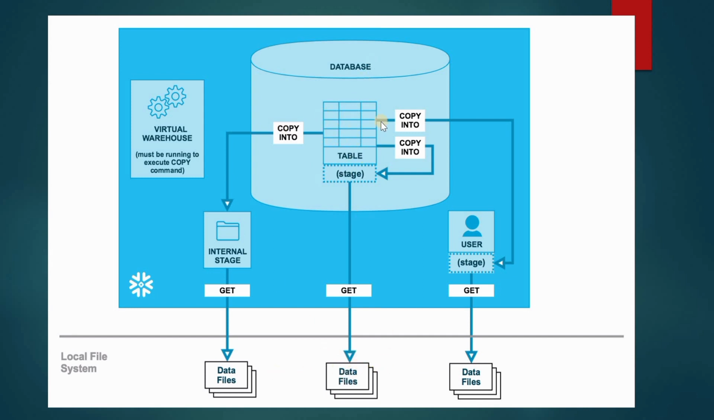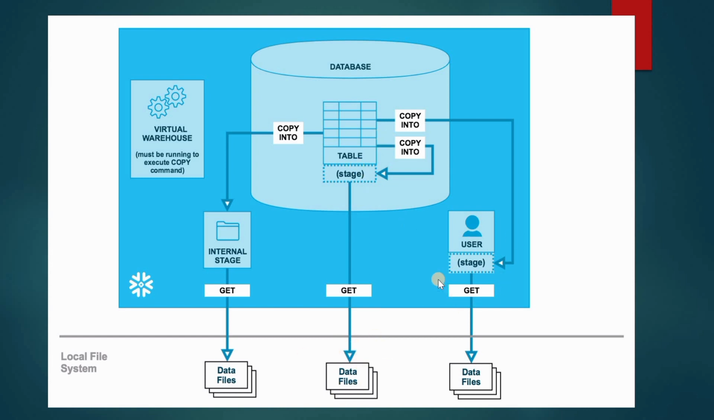Okay, this is the diagram for table stage. Suppose that this is a file and I want this file in my table. First of all, we have to upload this file into the table stage, and after that we will load this table stage data into the table by using the copy command. This is how we load the data from the local file system into the table stage.